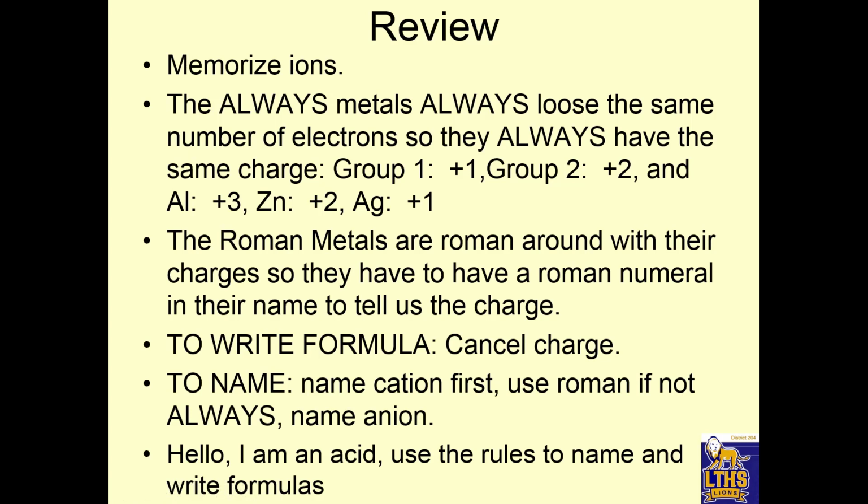All right, so here's what you gotta do, memorize your ions, do it. Always metals always lose the same number of electrons, so they'll always have the same charge. Group 1 plus 1, 2 plus 2, all right, memorize those. Roman metals are any other metal besides group 1, 2, aluminum, zinc, silver. Write formulas, cancel charge. Name cation first, Roman numeral if it's not always the same, and name the anion. Below, if I'm an acid, use the rules to name and write the formulas.